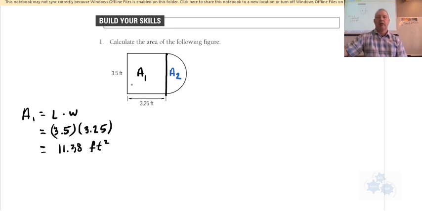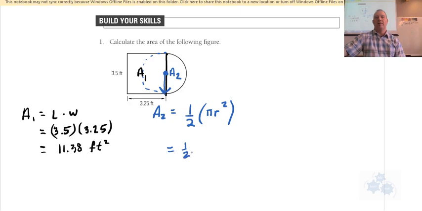Remember, this is feet. All right, so area 2 is the circle here. Now, area 2 is a circle, but it looks like it's a half a circle. Do you see that? So we need to go 1/2 of pi r squared. Now, what is the radius? Oh, the radius isn't 3.5. The diameter is 3.5. So we'll go 1/2 pi times, and what did you say it was? 1.75 squared.